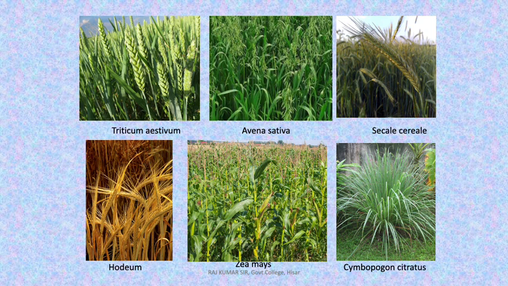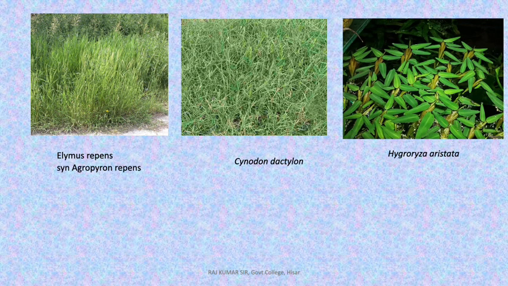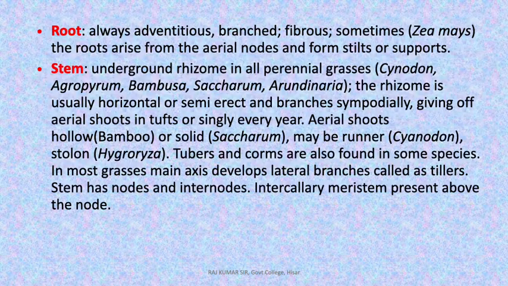These are the pictures of Triticum aestivum, Avena sativa, Secale cereale, Hordeum, Zea mays, Cymbopogon citratus. This is Cenchrus ciliaris, Saccharum spontaneum, Saccharum munja, Arundo donax, Phyllostachys aurea, Bambusa nutans, Elymus repens, Cynodon dactylon, which is also the dub grass, Hygroryza aristata.